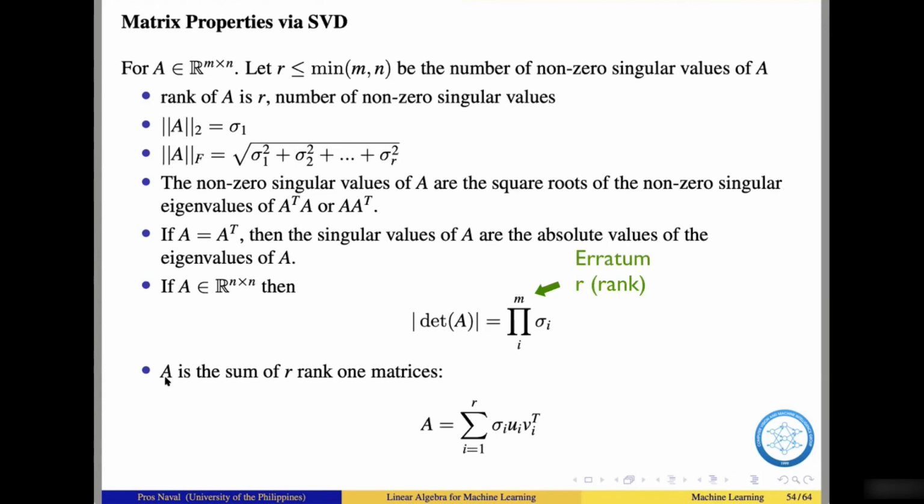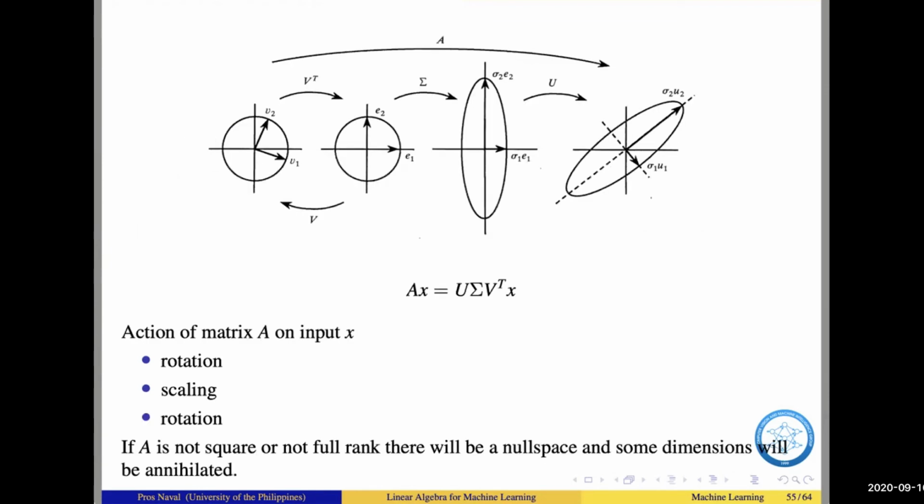Finally, A is the sum of r rank 1 matrices as described by this formula. Let's analyze the action of matrix A on an input x. Suppose we have an input x. That input x is rotated, scaled, and rotated again by these three matrices.